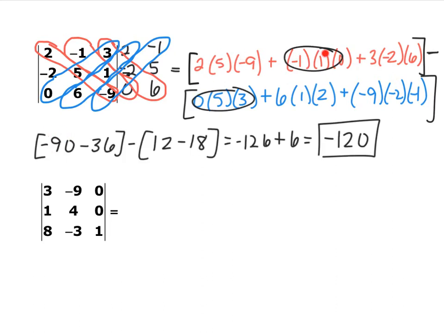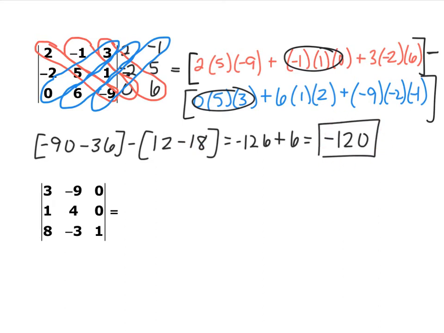So this first one, when you multiply this together, you get negative 90. This one has a 0 in it, so it just goes away. You'll find that having zeros in your matrices is very nice. And then this last one becomes a negative 36. So then I'm going to subtract. This first one again has a 0 in it, so it goes away. 12 minus 18, so I end up with negative 120.